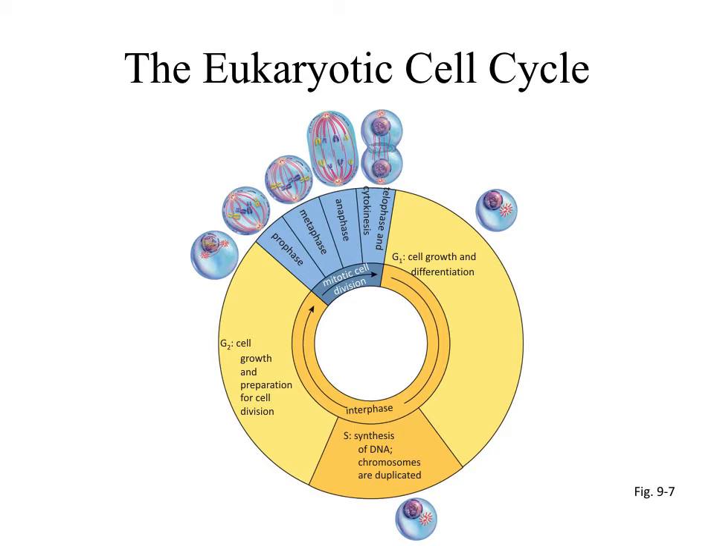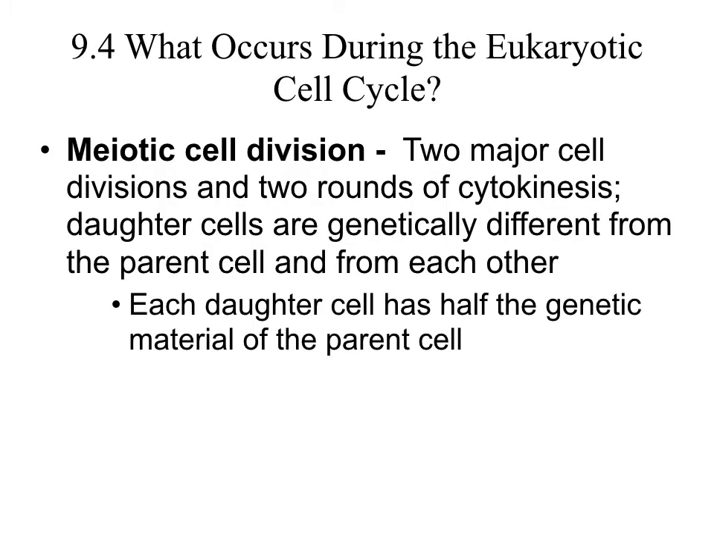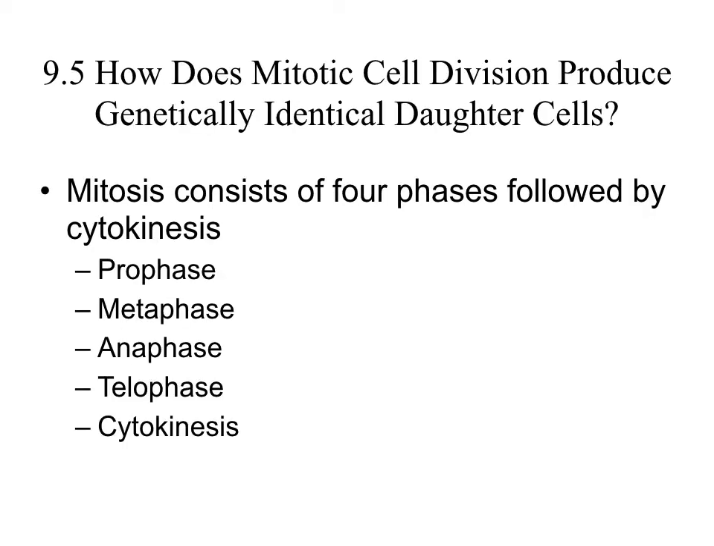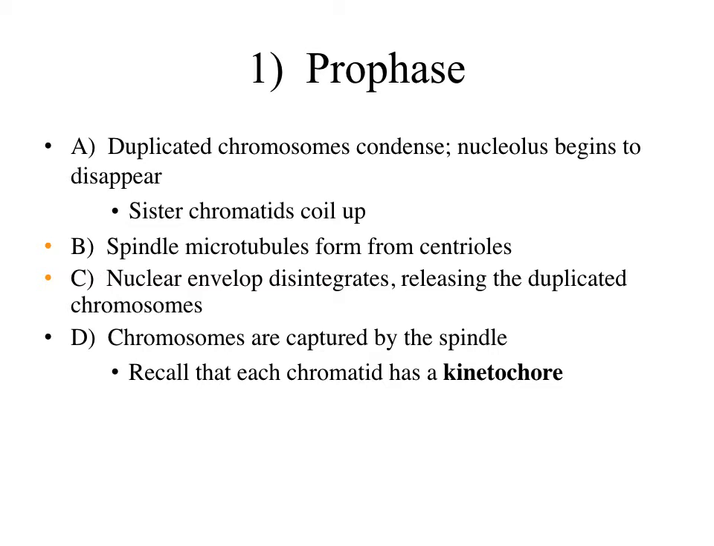So let's go through each of the phases of mitosis. It's your job to know what the phases of mitosis are, the correct order of the phases of mitosis, and also what occurs inside the cell during each of those phases. What occurs in prophase, in metaphase, in anaphase, in telophase, and cytokinesis. So in prophase, the first phase, notice what letter A is saying.